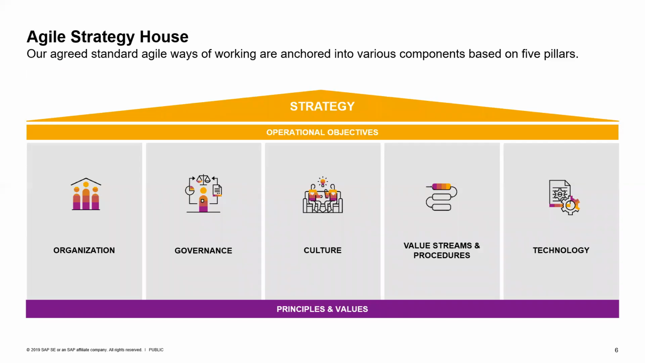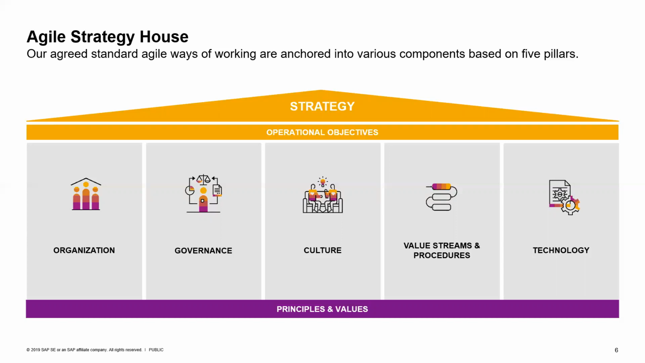We have been doing Agile for a couple of years, and last year what really came out is based on 5 pillars. When we defined our Agile strategy house, we defined the principles and values as a foundation. Looking at the detailed areas, we have 5 pillars. We have organization, which is more about the roles, including the Agile roles like Scrum Masters, but also the product management and product owner roles.